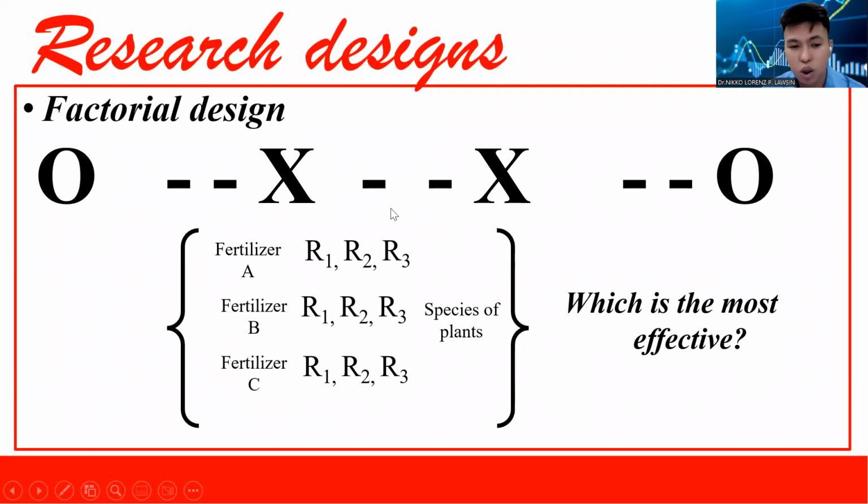Okay, so in the field of education, the first set could be the type of teaching strategy that you would like to employ or infuse in your classroom teaching. And the second one could be the learning modality. It could be in-person classes or it could be online classes. So if you are conducting a research study wherein you are investigating the effect of learning modality and teaching strategy at the same time, you can use factorial research design.